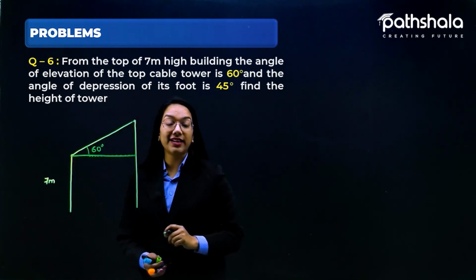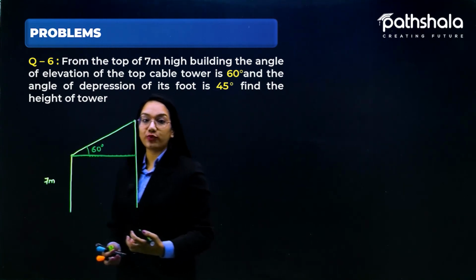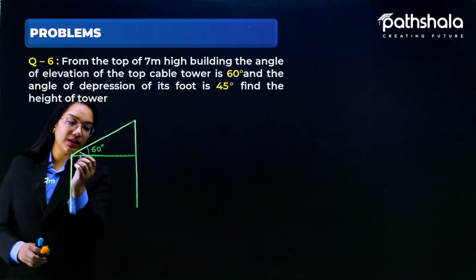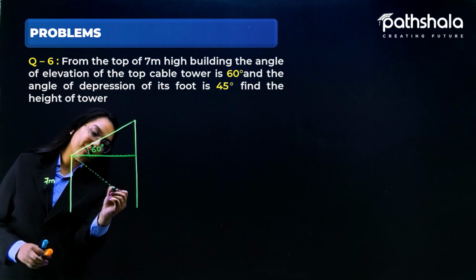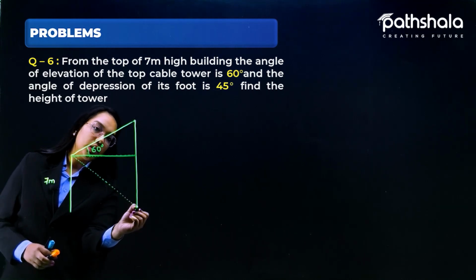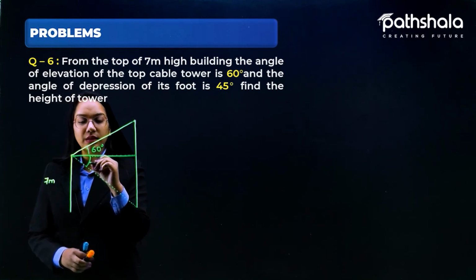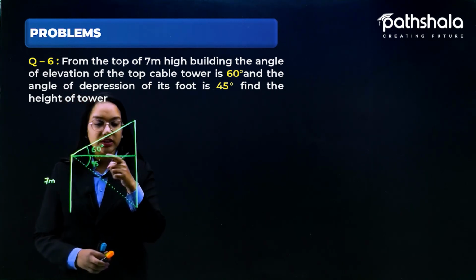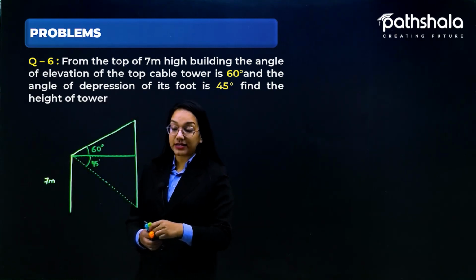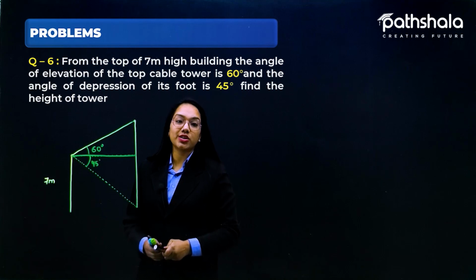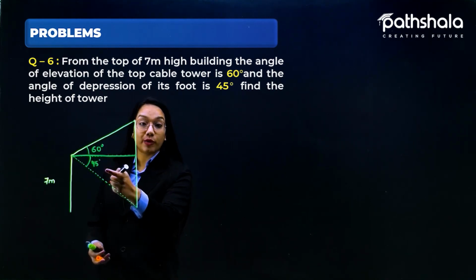Now further it says the angle of depression of its foot, which means the angle of depression given to us to the foot of this particular tower, is 45 degrees. So this angle is given to us as 45 degrees. Obviously, with the horizontal level, the line of sight is making an angle of 45 degrees. So this is the angle of depression, and this is the angle of elevation.